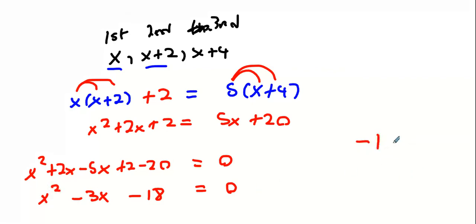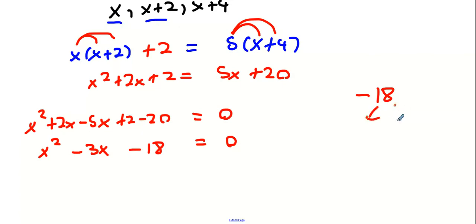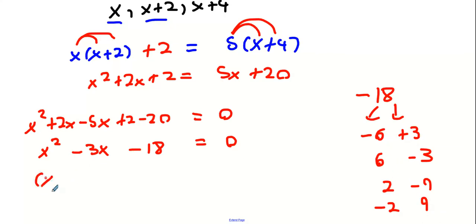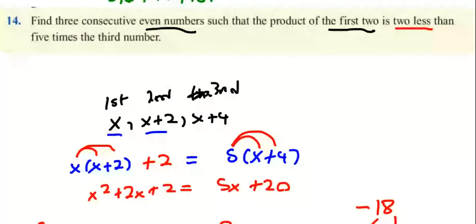So what two numbers multiply to give minus 18, but add to give minus 3? Minus 6 plus 3. 6 minus 3. 2 minus 9. Minus 9, minus 2 plus 9. Look guys, it's the minus 6 plus the 3. So it's going to be x plus 6, x minus 3 equals 0.